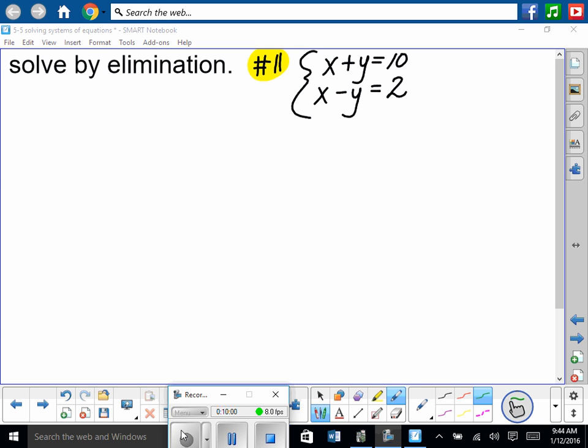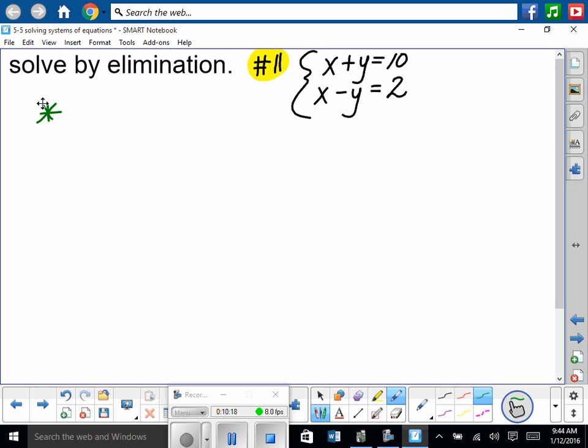We'll look at number 11. Now looking at this, we have x plus y is equal to 10, x minus y is equal to 2. I'm going to go ahead and solve for y first, or eliminate y, because aren't they already exact opposites of each other? So now what you're going to do is say, okay, so first of all, I'm eliminating y.